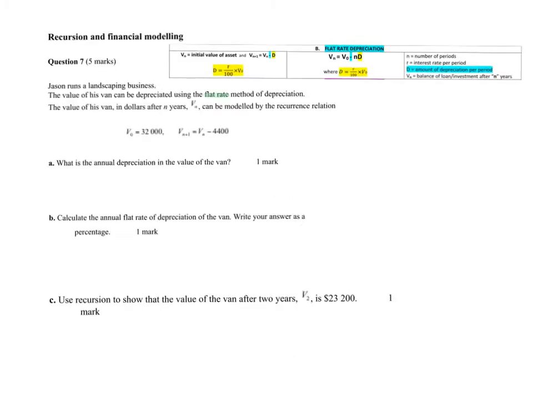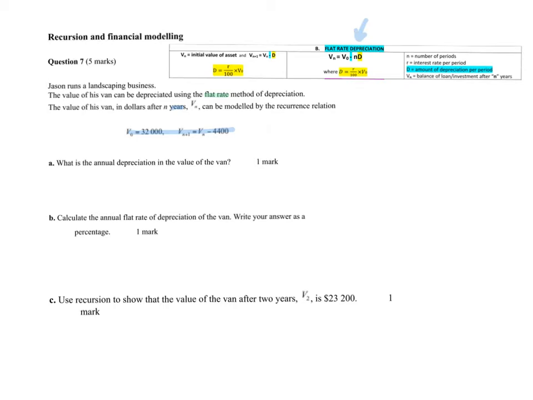Okay, Jason runs a landscaping business. The value of his van can be depreciated using the flat rate method of depreciation. The value of the van in dollars after n years can be modelled by the following recurrence relation. Okay, so here's our recurrence relation. This is a yearly thing. So I've seen that it's flat rate, and I'm going to look at that flat rate part of my summary sheet.